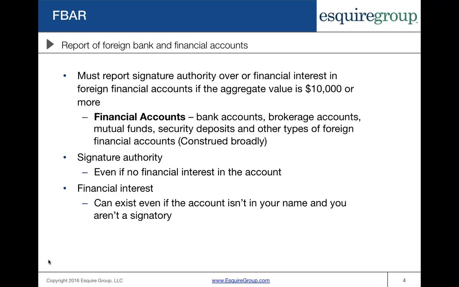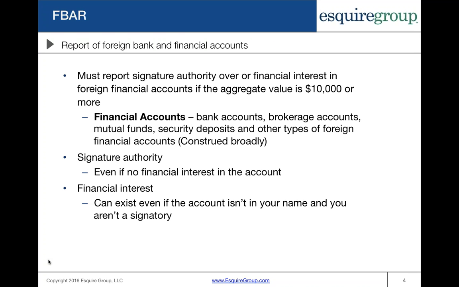Signature authority is pretty simple. If you sign on a foreign bank account, you have to put it on an FBAR. It doesn't matter if the account does not contain your money. So if you sign on your friend's foreign bank account and there's more than $10,000 in it, you have to list that account on your FBAR, regardless of anything else. So that's pretty straightforward.